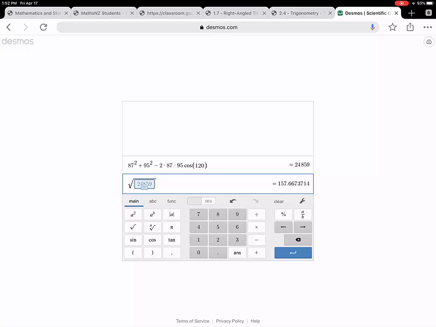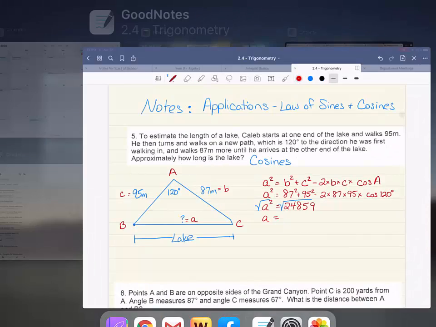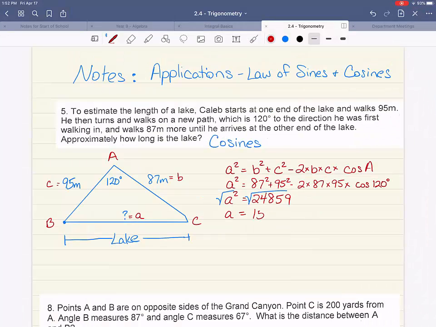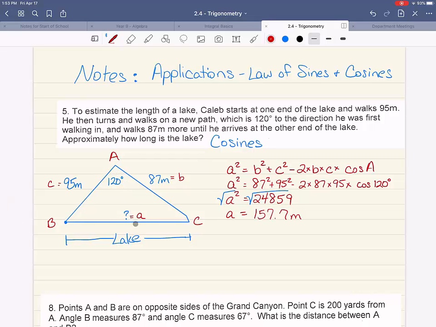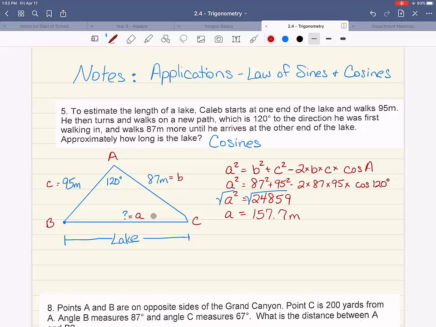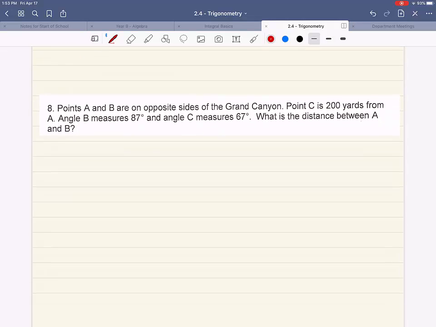And I get 157.7, if I'm going to round it to one decimal place. So A is equal to 157.7, and the length is measured in meters. So this lake is about 157.7 meters long. Once again, we use the law of cosines because we did not know an angle and its opposite side. We had no choice but using the law of cosines. We could not use the law of sines. Now let's move on to the next question.